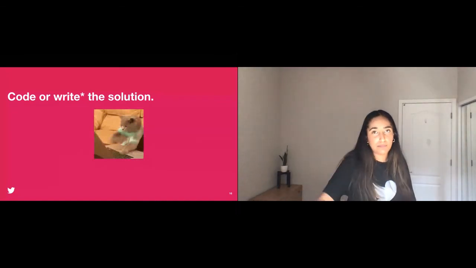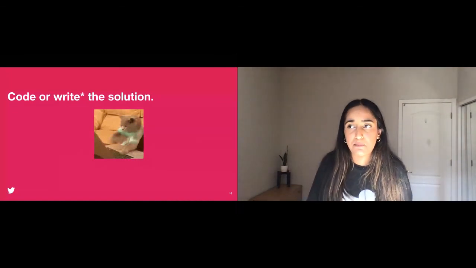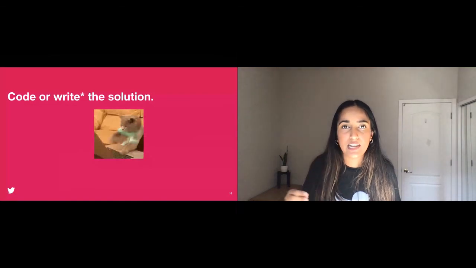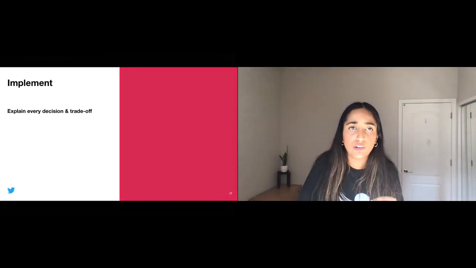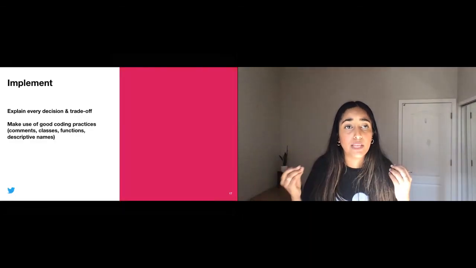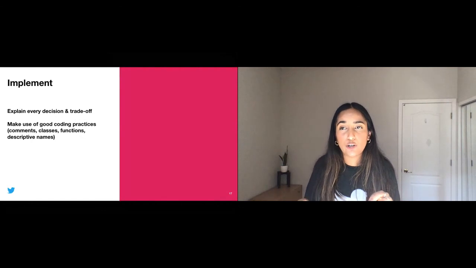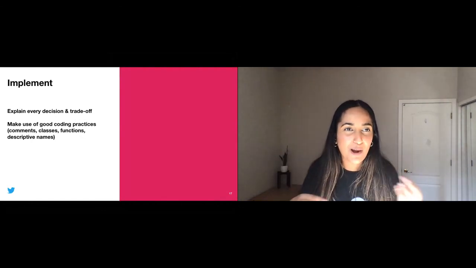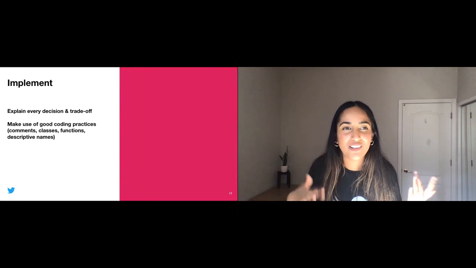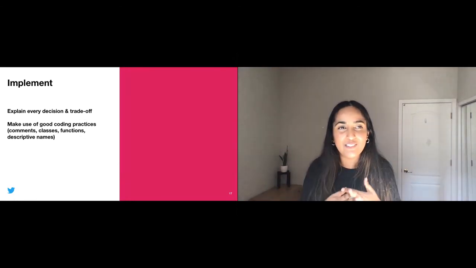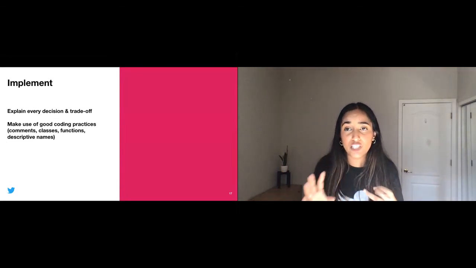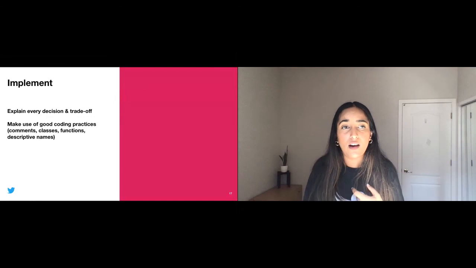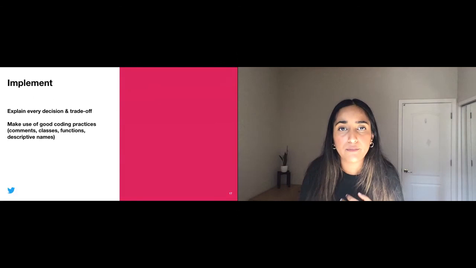So going about implementing it, here are a few things to keep in mind. Again, I really want to emphasize that you want to explain every decision and trade-off as you write it out. And you also want to make use of good coding practices. You probably already know what good coding practices look like from classes. That means writing comments, and splitting up your code into classes or functions if it's a really big program. Also, even including descriptive names for variables goes a long way.